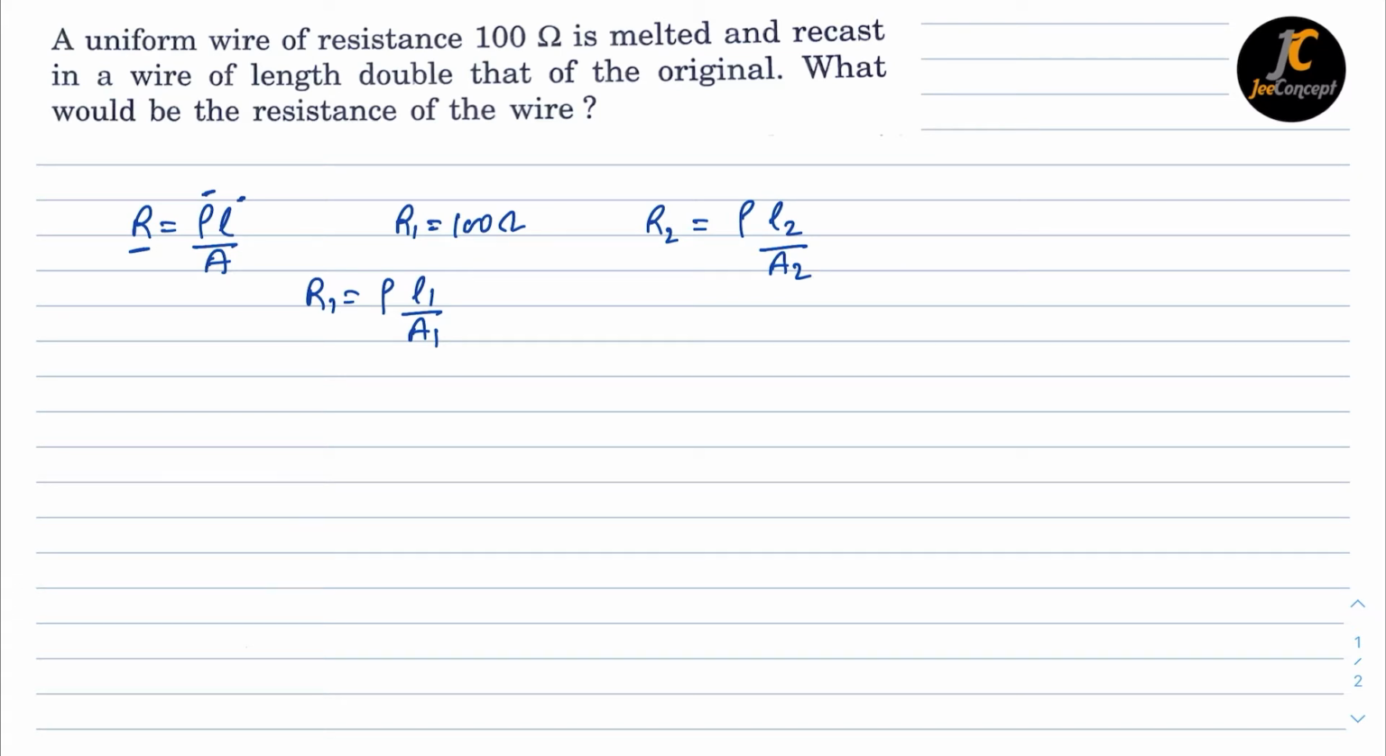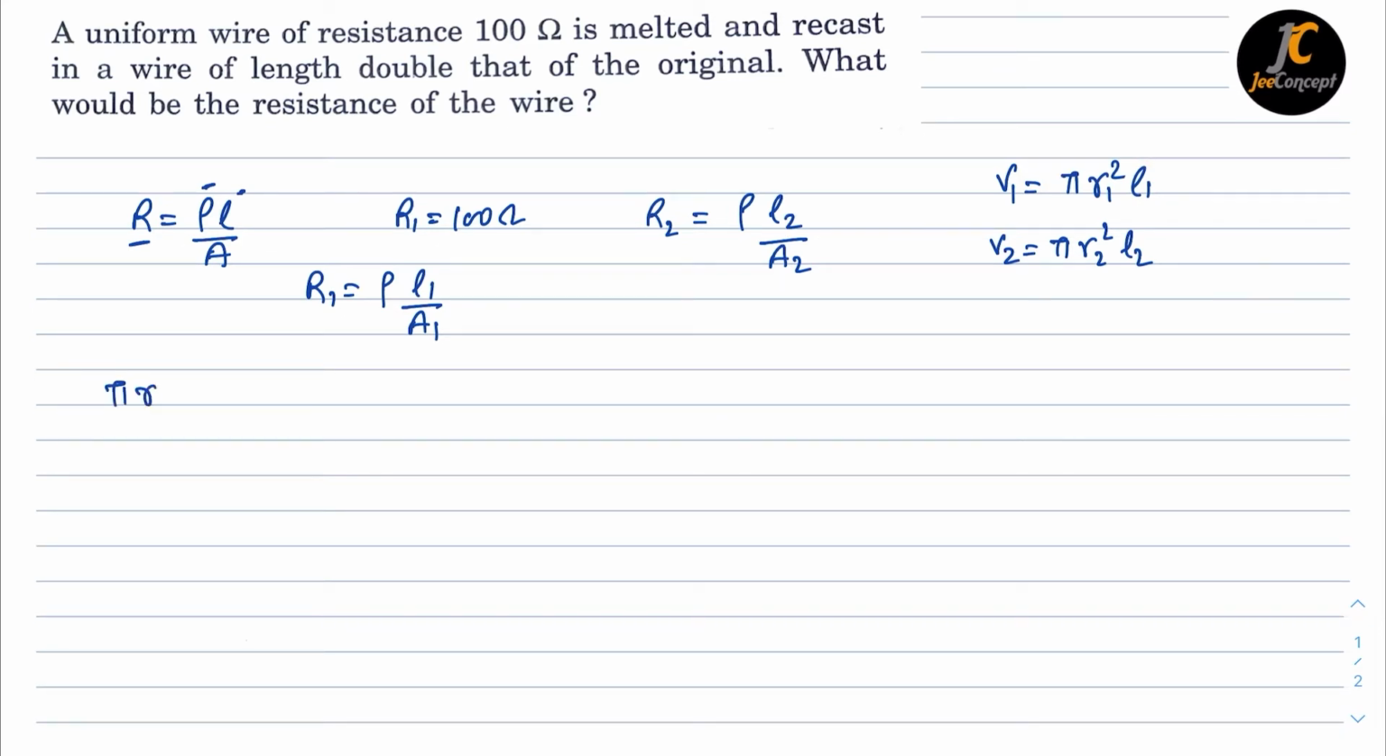We know the formula for volume of wire: let's say V1 is pi r1 square into L1, and V2 is going to be pi r2 square L2, right? Since the wire is recast, the volume will remain the same. So that means pi r1 square L1 is equal to pi r2 square L2. So pi will cancel out: r1 square L1 is equal to r2 square L2.